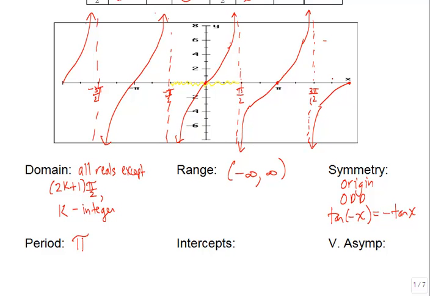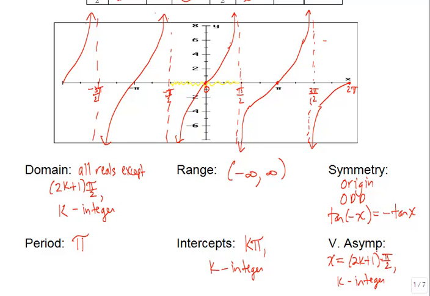Where do these graphs have intercepts? Where do they hit the x-axis? Well, this is hitting at 0, pi, 2 pi, minus 2 pi, all those multiples of pi. So we're going to write that as k pi, where k is an integer. And then finally, where do I have these vertical asymptotes? Well, that's going to be at all the places where this domain was undefined. So all of those odd multiples of pi over 2. So whenever x is equal to (2k + 1) times pi over 2, where k is an integer.